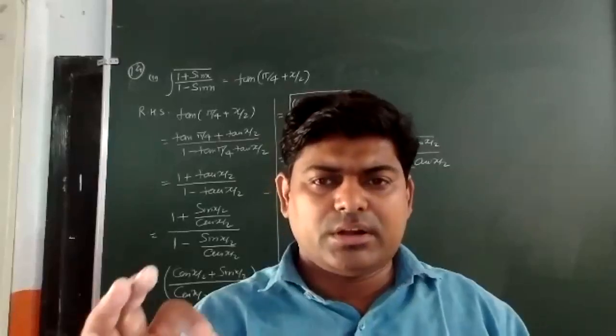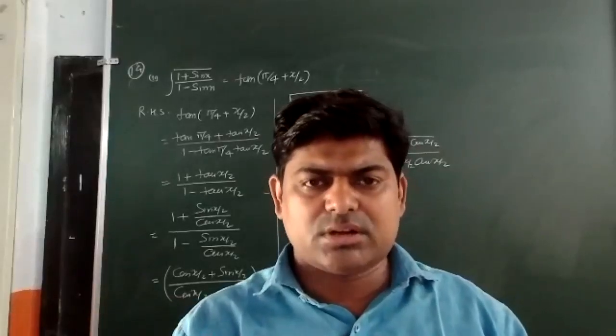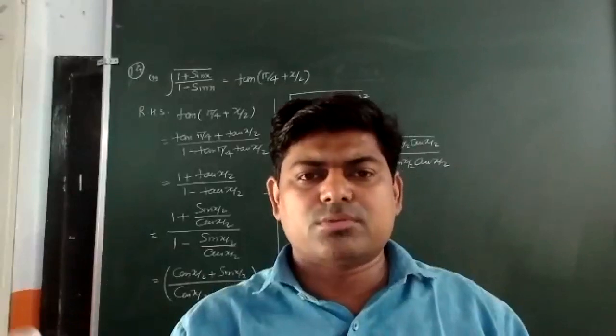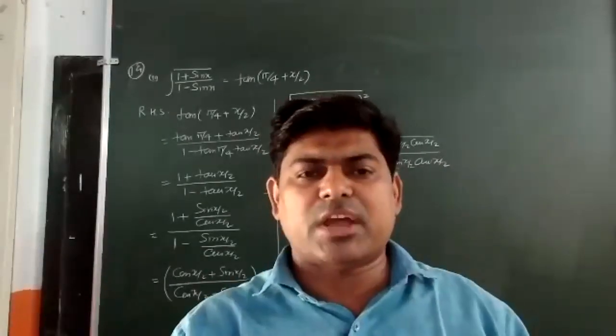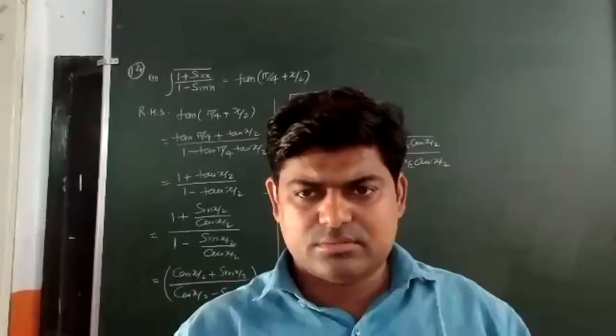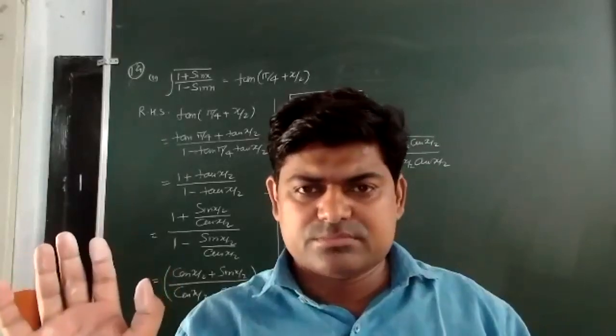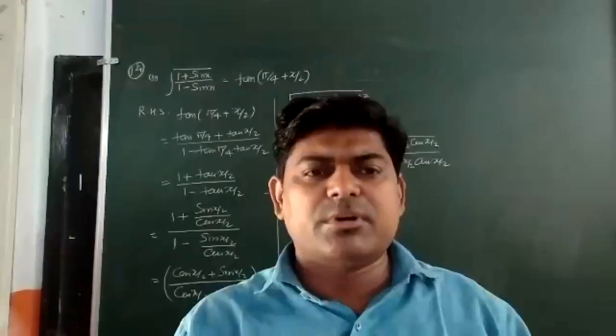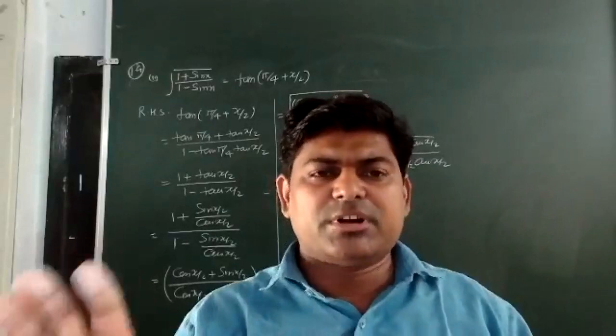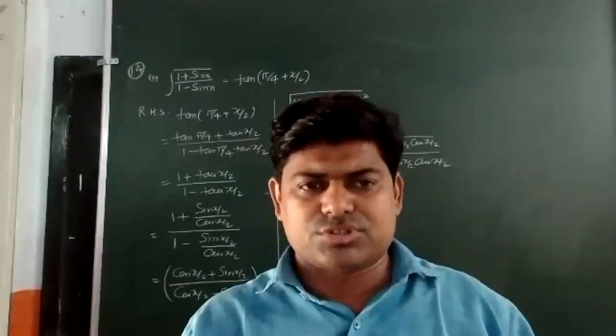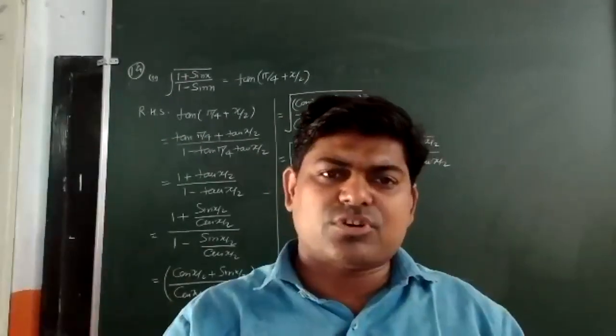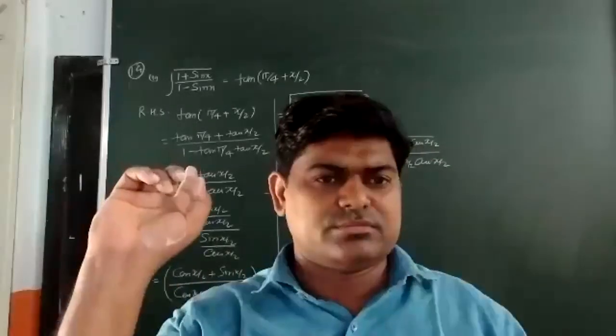Simply I said that if tan and cot, two things, are there, both can be converted and written in the form of sin upon cos and cos upon sin. Then after that we will take LCM. When I take LCM, in the denominator I will get sin cos. In the numerator, I will get sin square plus cos square. And sin square x plus cos square x can be written as 1.